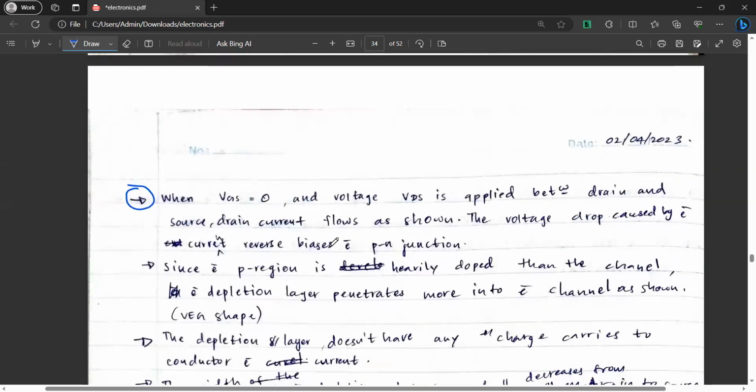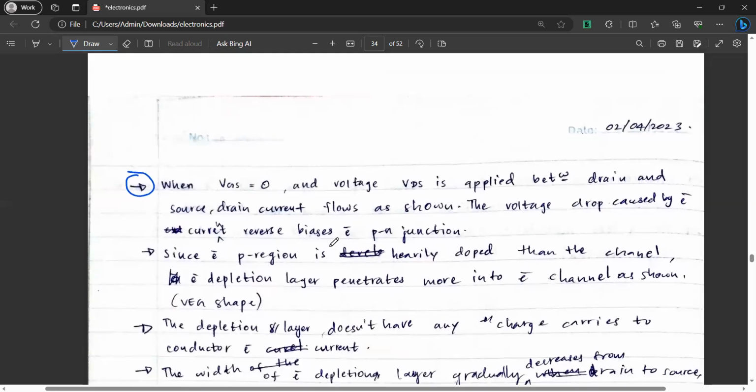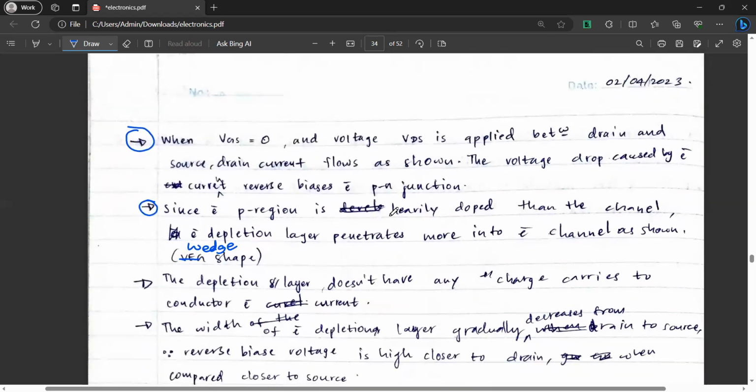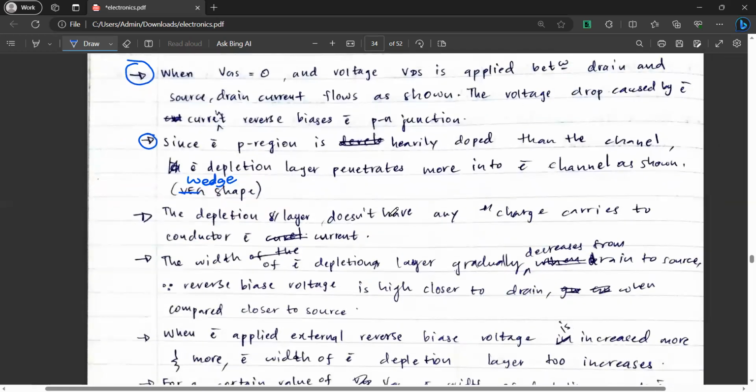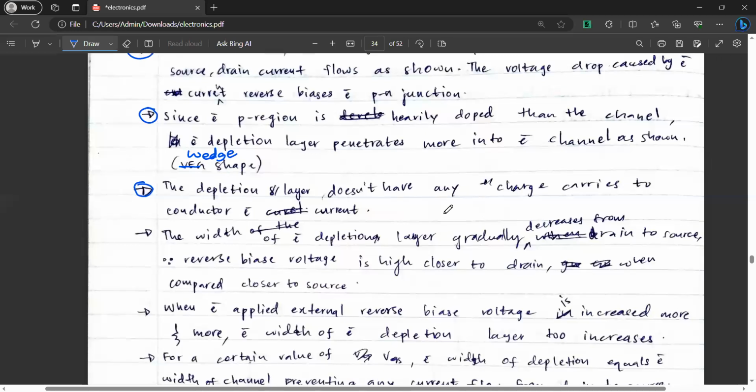Since the P region is heavily doped compared to the channel, the depletion layer penetrates more into the channel as shown, wedge shape. So this point also we discussed, why it penetrates more and why we get a wedge shape. The depletion layer does not have any charge carriers to conduct the current. This is a fact we already know. The width of the depletion layer gradually decreases from drain to source. Therefore, reverse bias voltage is higher close to drain when compared to source.